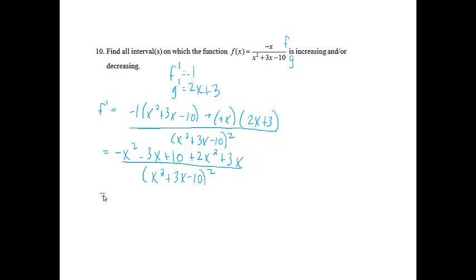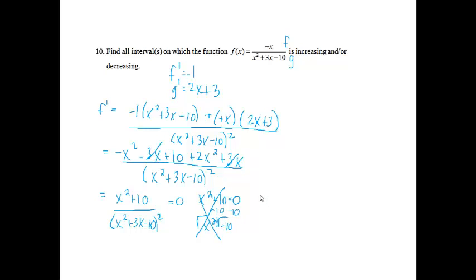Okay, then from here, just cleaning it up one more step. Looks like my 3x's cancel. I'll end up with x squared plus 10 all over x squared plus 3x minus 10 quantity squared. And then I would like to find the critical number, so I'm going to set the numerator equal to 0, and I'll set the denominator equal to 0. So if I set the numerator equal to 0, subtract 10, I'll get x squared equals negative 10. To get rid of the square, I'll take the square root. You can't square root a negative number, so that does not produce a critical number.